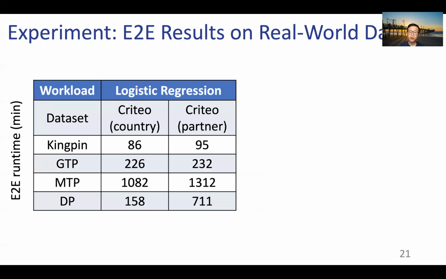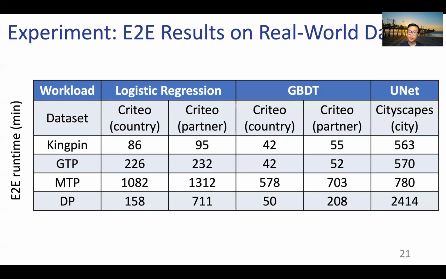Here is the end-to-end result. For logistic regression, Kingpin has comparable runtimes on Cre2 country and partner, despite partner having many more groups. Other approaches are much slower than Kingpin for various reasons. GTP suffers from idle time, MTP has worse I/O time, and DP has lots of communication overheads. For GBDT and UNet, we see Kingpin is significantly faster than the baselines in most cases, while matching the best baseline in some cases.